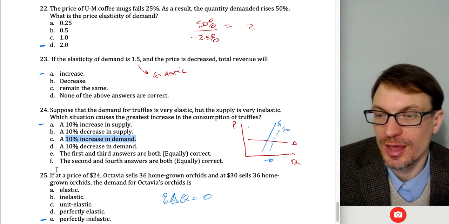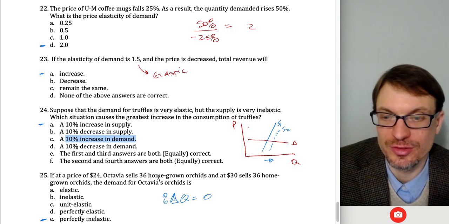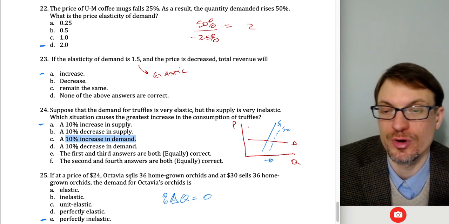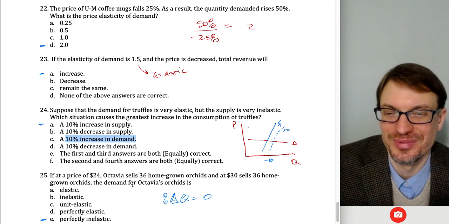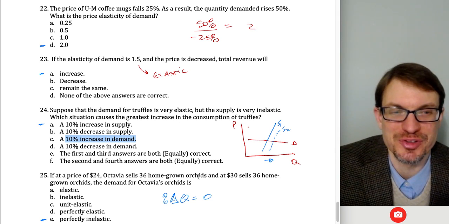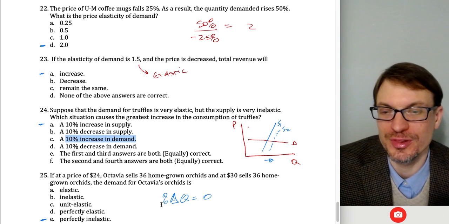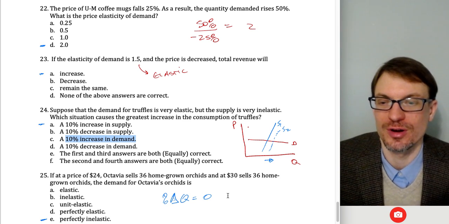All right. At a price of 24, we're selling 36. Price of 30, we're selling 36. What's happening to our demand? Demand's not responding to price. So demand is perfectly inelastic. Percentage change in quantity is 0.